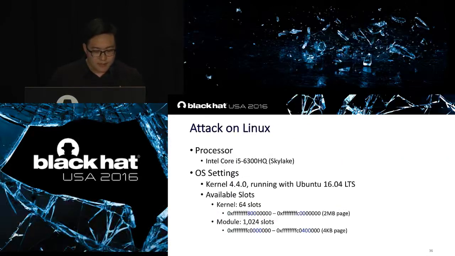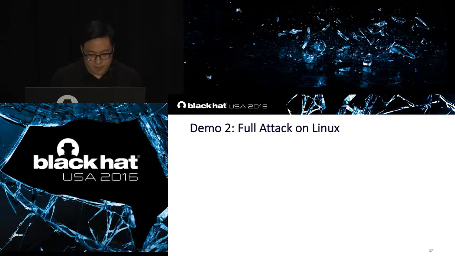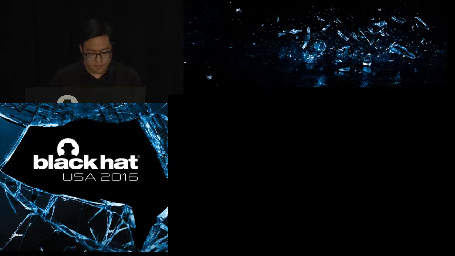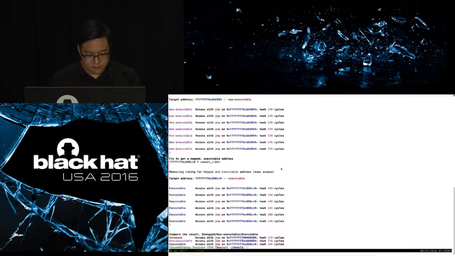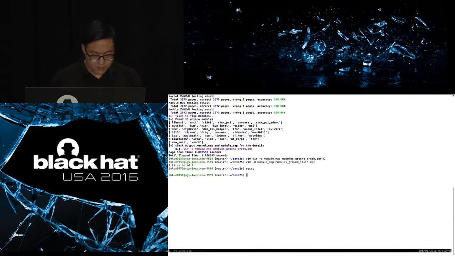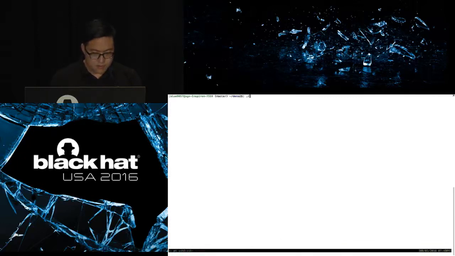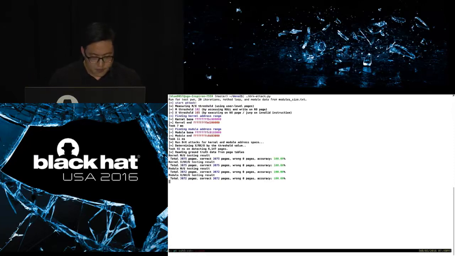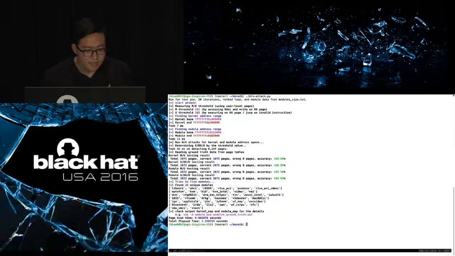For attacking Linux, we target the same processor I just showed in the demo, the Core i5, running Linux kernel 4.4. And let's see the full attack demo on Linux. The attack is really quick, so please be careful. The attack is finished, and let's take a look at the result.